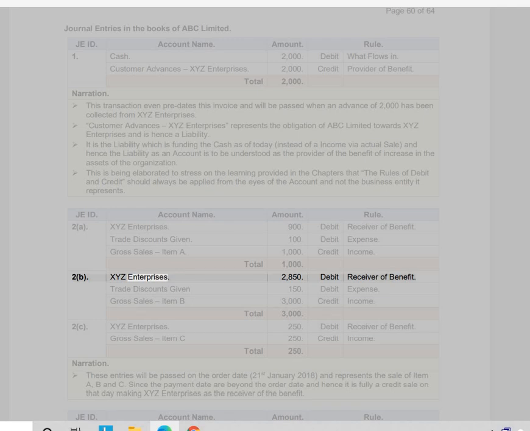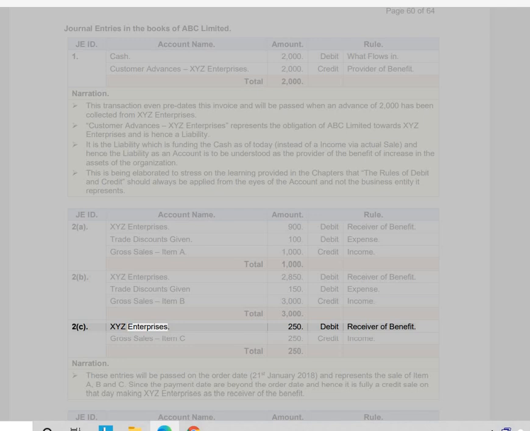2B. XYZ Enterprises, 2,850, debit, receiver of benefit. Trade discounts given, 150, debit, expense. Gross sales, item B, 3,000, credit, income. Total 3,000.